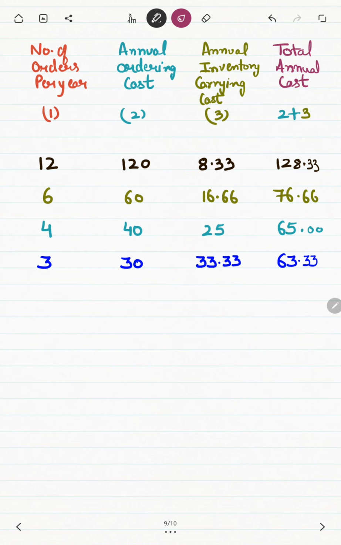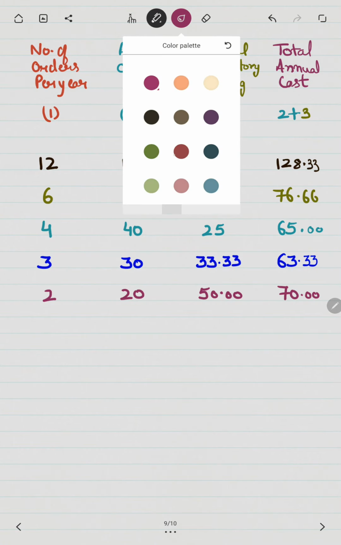If an order is placed every 6 months, a total of 2 orders will be placed. Annual ordering cost will be 20, annual inventory carrying cost will be 50. So the total annual cost will be rupees 70. See here, there is an increase in the total annual cost. Now the trend has changed. There is an increase in the total annual cost.